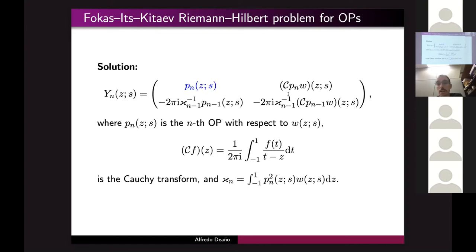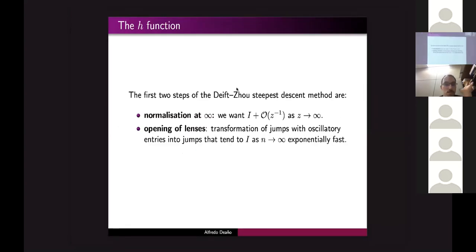The only thing is that you have to assume that Pn exists and Pn is of degree n, and then run the steepest descent method and show that it is the case, at least for n large enough. But otherwise, the Riemann-Hilbert problem is quite standard. The thing is that when you do the steepest descent analysis, I'm not going to explain all the details because I don't have time.